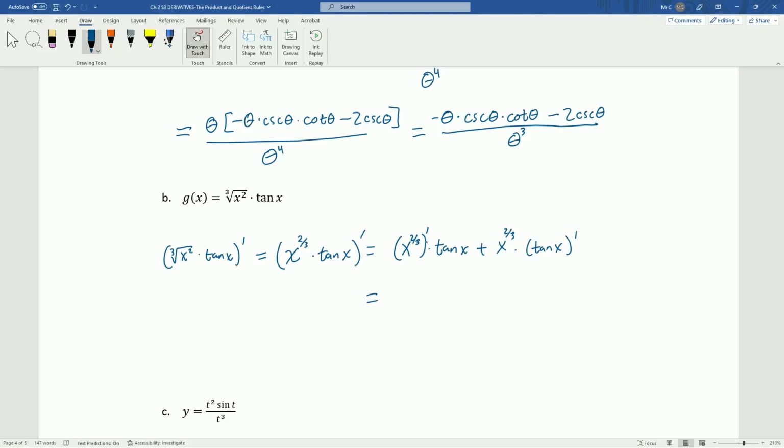All right, and here we just apply the power rule. That's going to be 2/3 x to the negative 1/3 times tangent of x, plus x to the 2/3 times the derivative of tangent, which is secant squared, so the derivative of tangent of x is secant squared of x. Now, this would generally be fine, but we can actually clean this one up a lot by doing a couple things here.